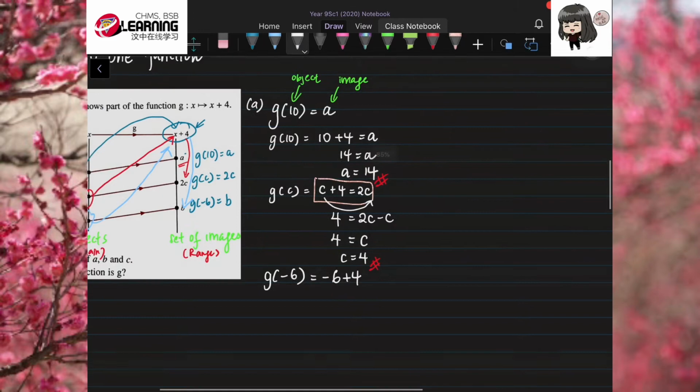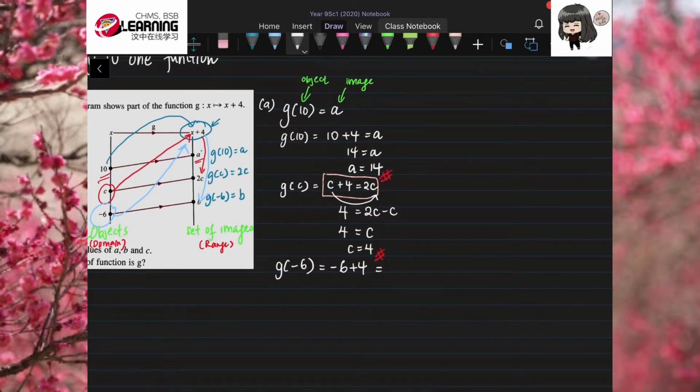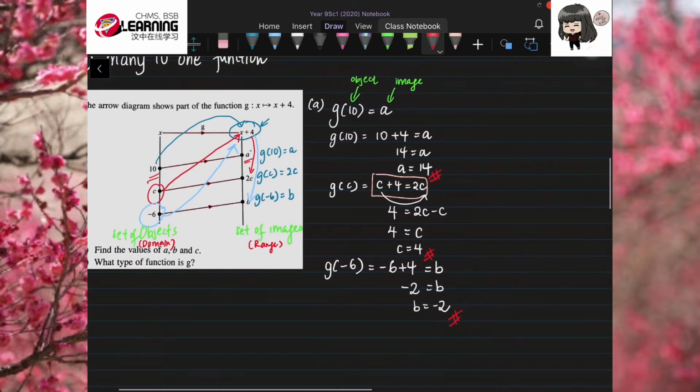So negative 6 plus 4 is equal to b. Your image is b. Okay, so negative 6 plus 4 is negative 2, which is equal to your b. So b is negative 2. So we have found our answer for A.